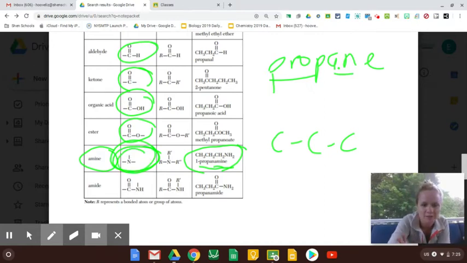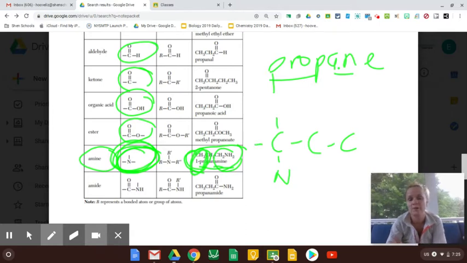So then I'm like, all right, what does it mean to be an amine? It means you have an N. And where do I put it? It says off of the 1 carbon. So I'll just stick an N off the 1 carbon. I could have put it up. I could have put it to the side. Doesn't matter.